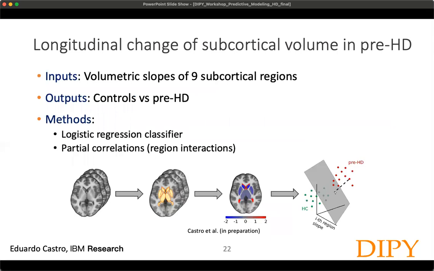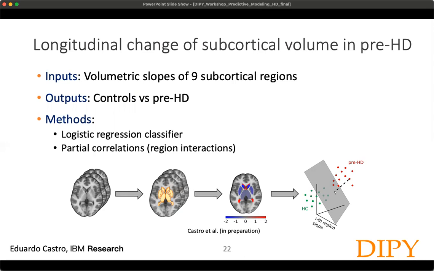And the analysis is as follows. We have brain scans from a given individual across multiple visits. The idea is to use that information to do a segmentation of the subcortical structures. With that information, we can get volume estimates from each of these structures. And based on that information, we can look at the trajectories, or the linear rate of change, of each of them.